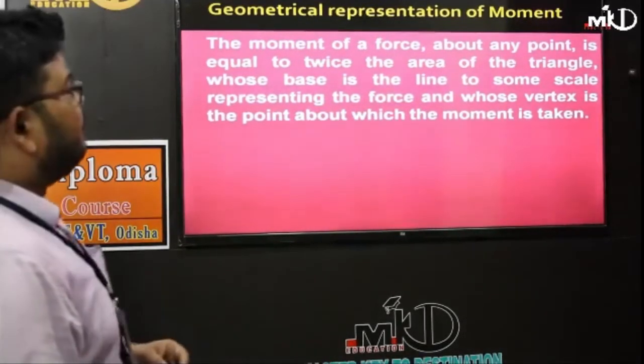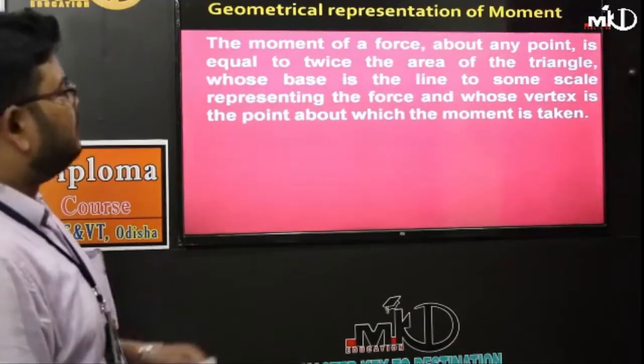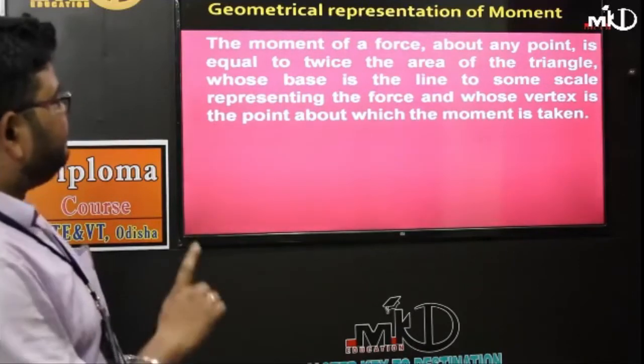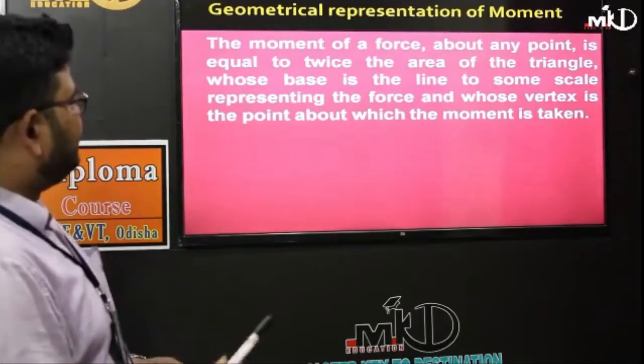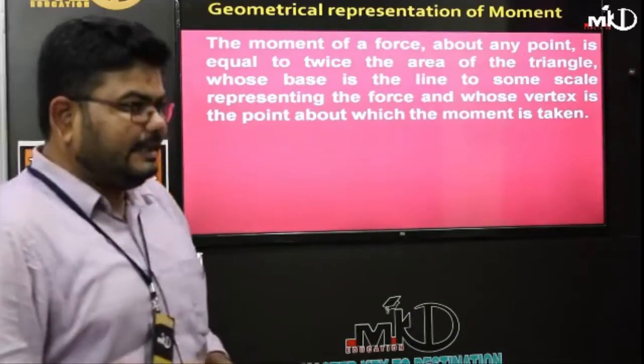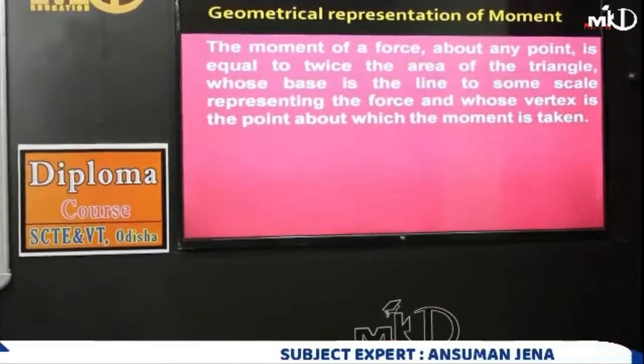So the moment of a force about any point is equal to twice the area of the triangle whose base is the line, to some scale, representing the force and whose vertex is the point about which the moment is to be taken. Now this I am going to explain on the whiteboard.